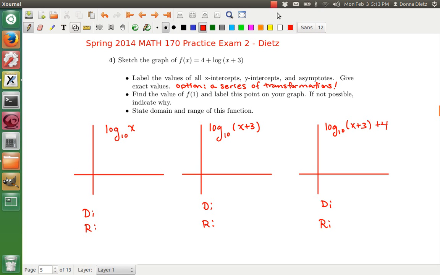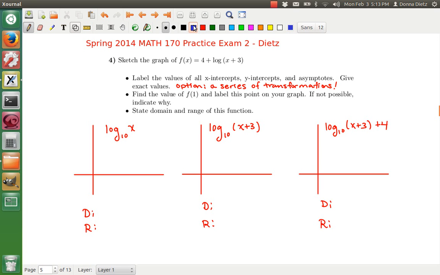Okay, so I've pre-written some of the things that I'm going to do. One of the most effective options for plotting this particular graph is to actually do it as a transformation, starting with the parent function. So the parent function is log base 10 of x.